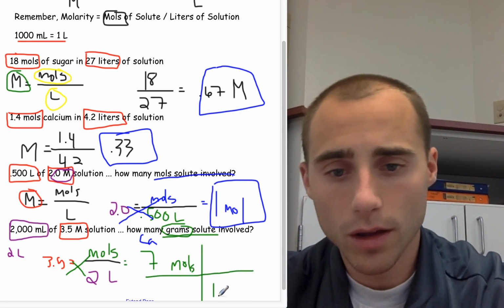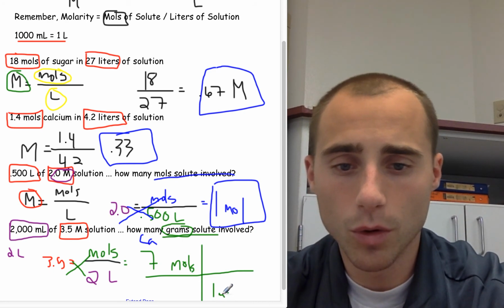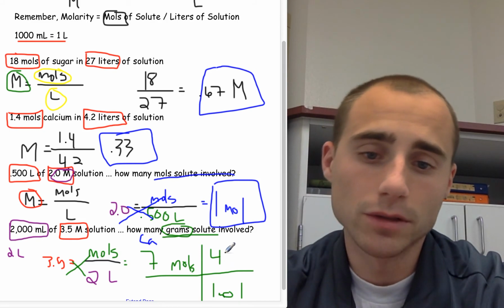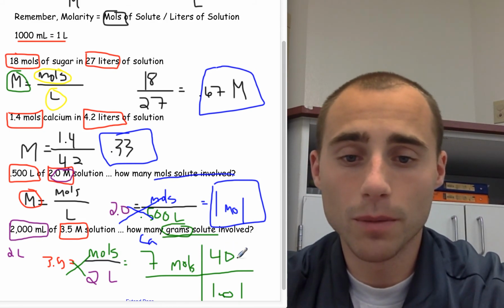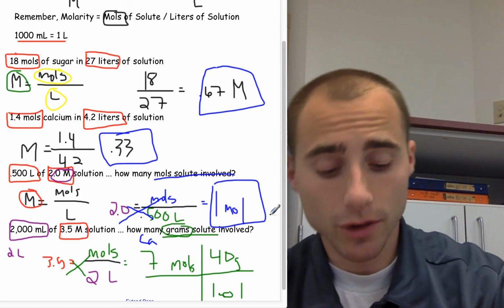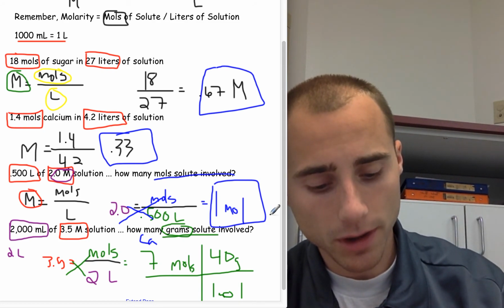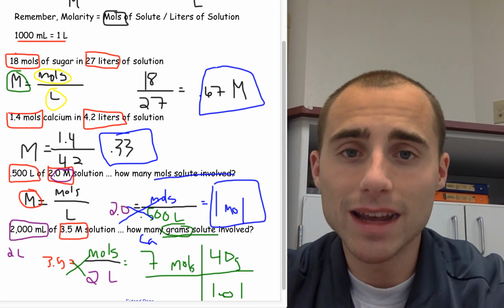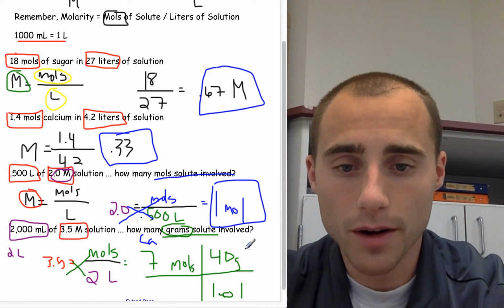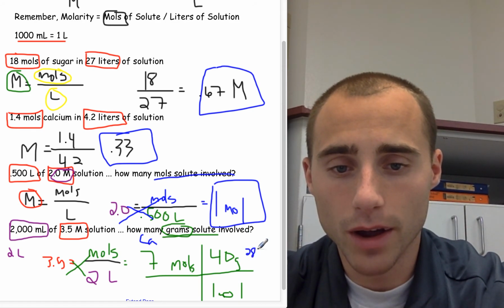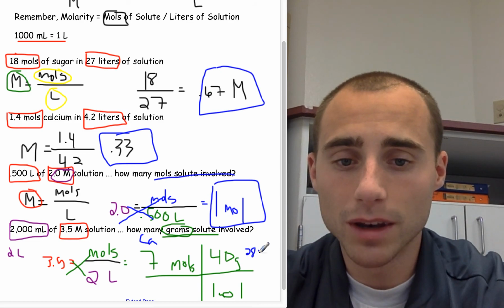1 mole of calcium equals 40 grams. Just our basic conversion from our earlier unit on dimensional analysis. So you do 7 times 40. You would end up with 280 grams as your final answer. 280 grams.